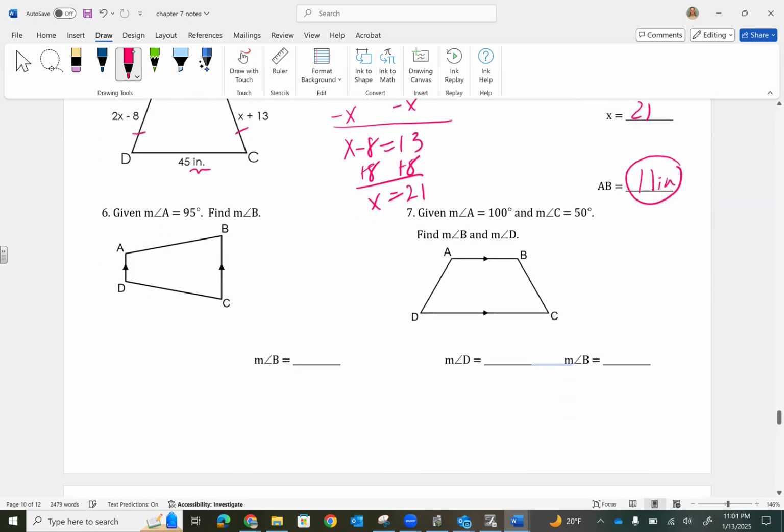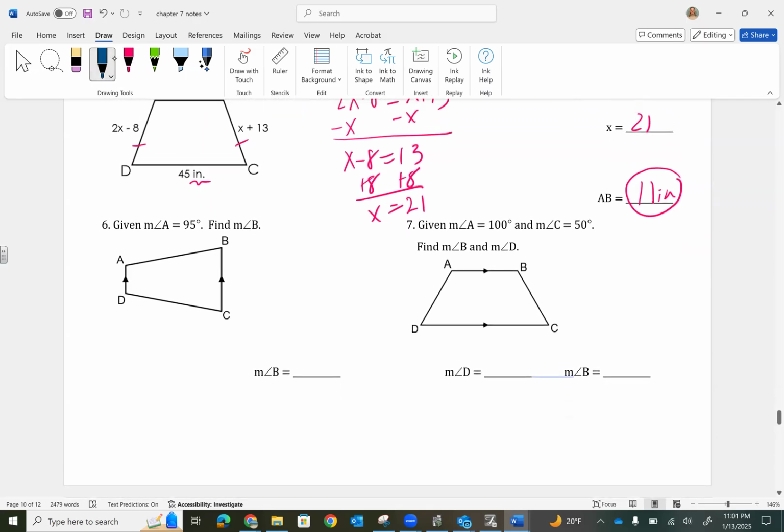All right. Then we've got two left. This one says the measure of angle A is 95.